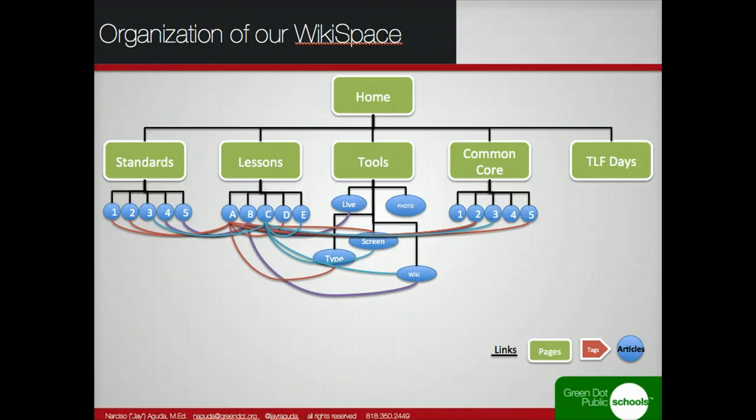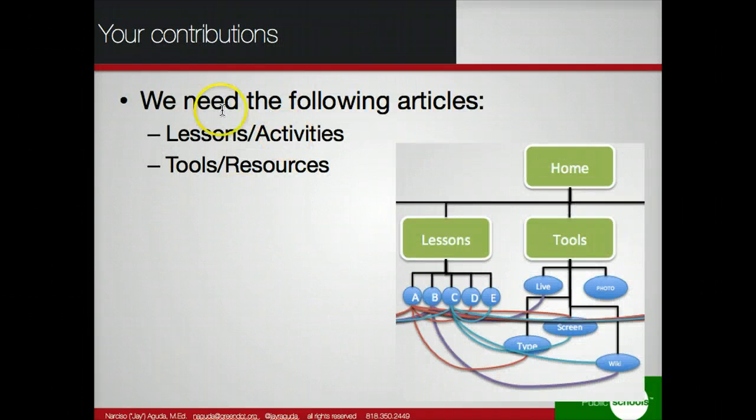So what do we need from you? We need the following. We need lessons and activity articles and tools and resources articles. So this is our need over the course of the year. So as you come up with a new lesson or a new activity or a new idea, we would like you to create the article. In PD, we're going to show you how to tag, or I'm going to make a video on this. We're going to show you how to tag these so that they appear in the correct place and that they are all linked perfectly.